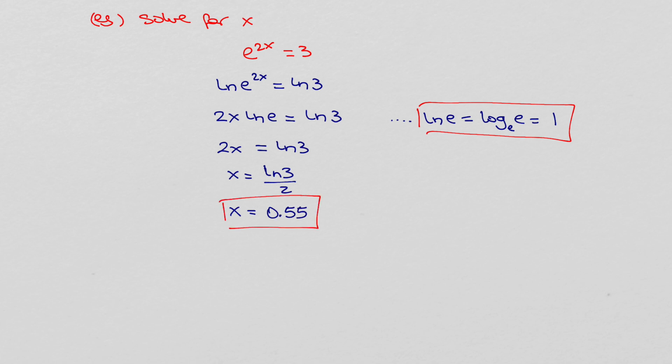So for all these examples, I've gotten my answers correct to 2 decimal places. But again, in your Leaving Cert, it could be 3 or 4 decimal places or 2 or 3 significant figures. So always highlighting what exactly it is it's asking you to get your answer correct to.